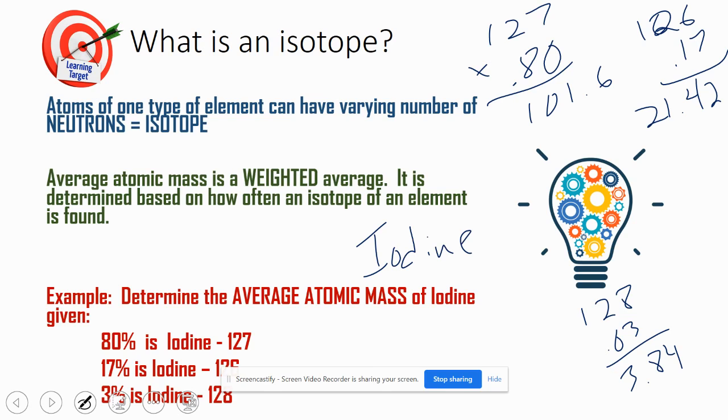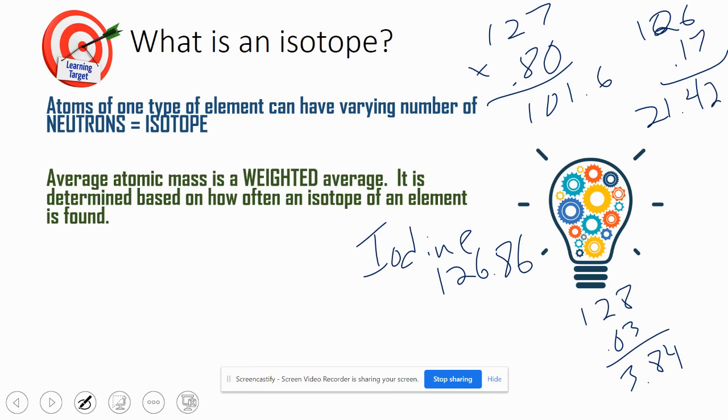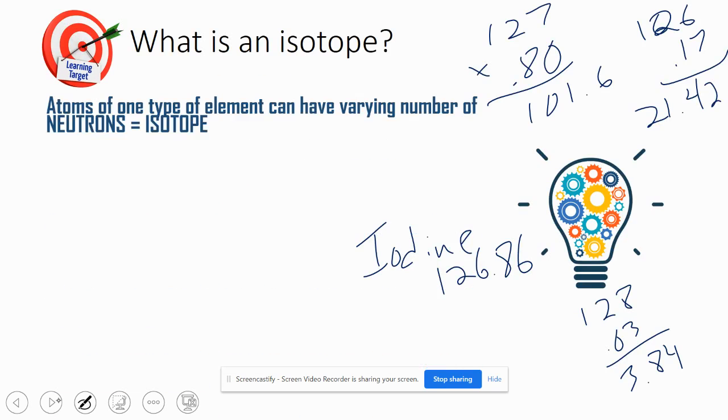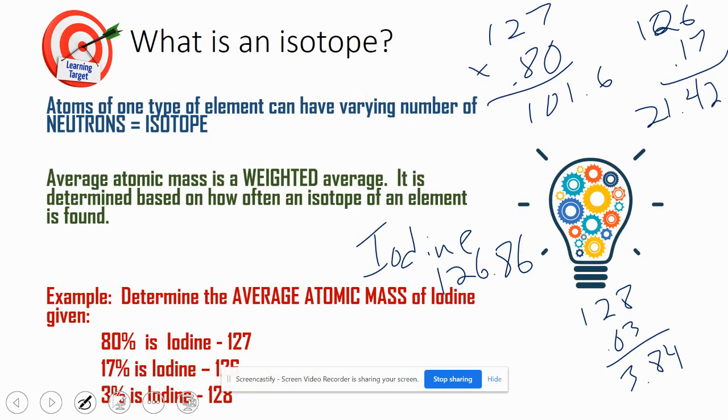So iodine, the average atomic mass is 126.86. And if I go back to that previous slide and we look at iodine, 126.9, so pretty close. So the averages that we have in this slideshow are very similar to that. If you look on a periodic table, you're going to see 126.9, and we're right on there with that. And that's how you determine average atomic mass.